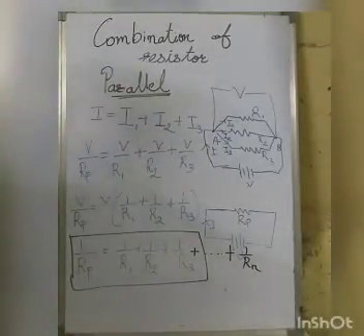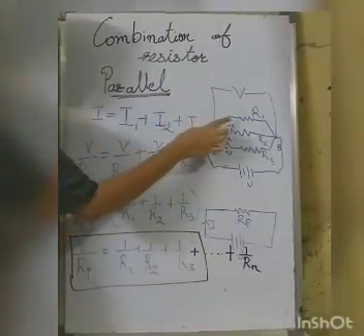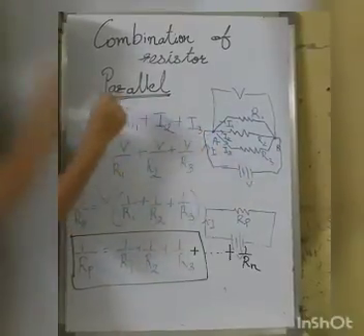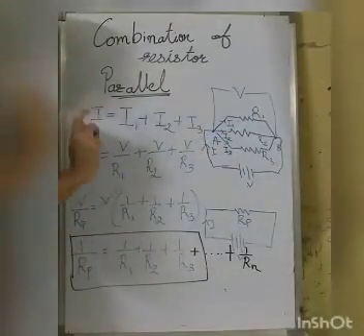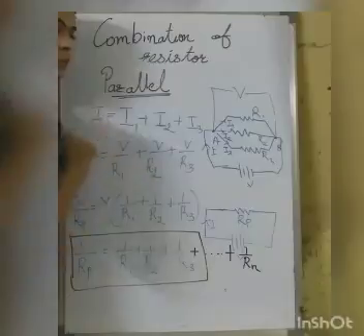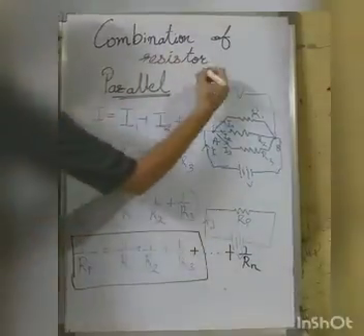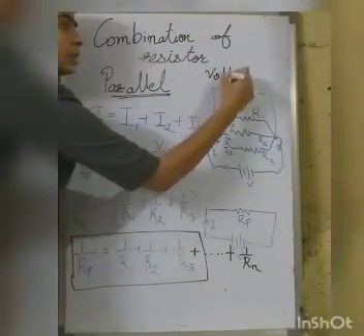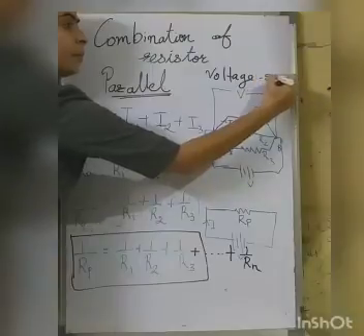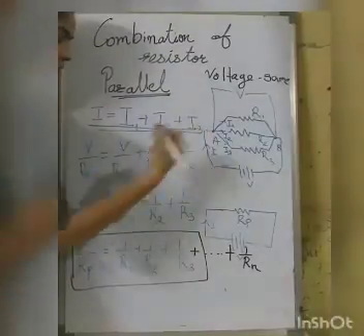Let's give a quick recap. In a parallel connection, your resistances are connected in such a way that they start from one single point and they end at one single point. All the ends are connected to one point and the second end of each resistance is connected to another point. Your voltage is same across all the resistances, but your current is divided. That you can see from here.